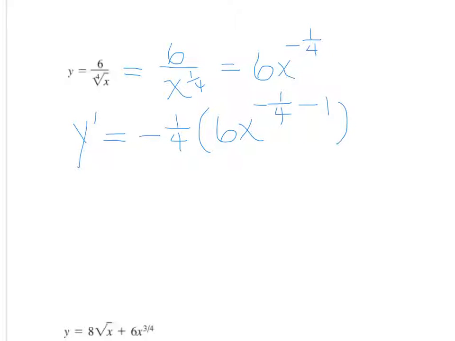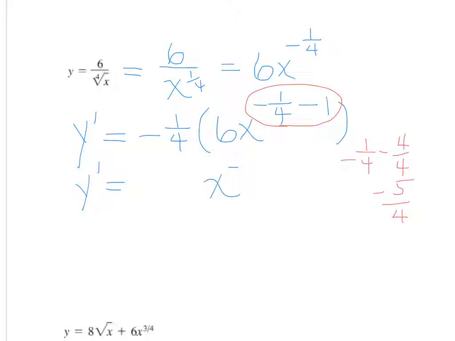And since negative 1/4 minus 1 is equivalent to negative 1/4 minus 4/4, we keep the denominator, which is 4, and take negative 1 minus 4 and get negative 5. So then our y prime now, the power on x, is going to be negative 5/4.